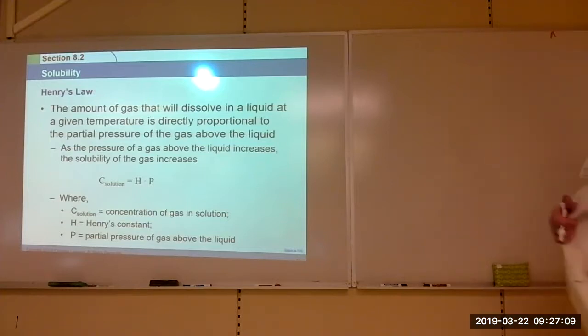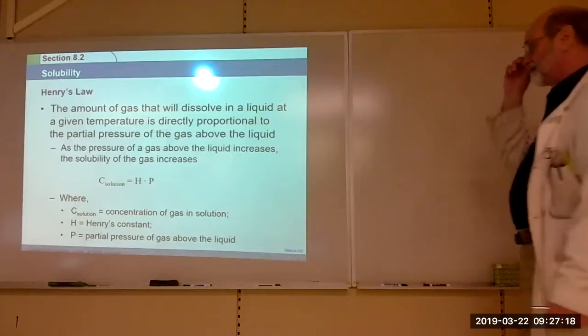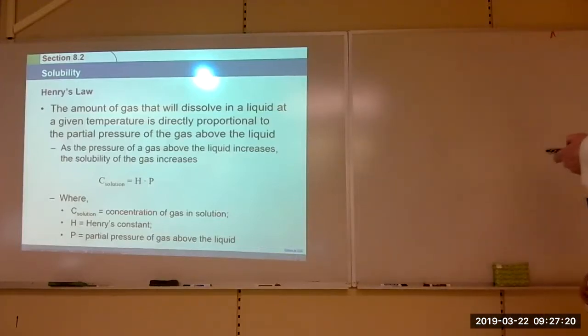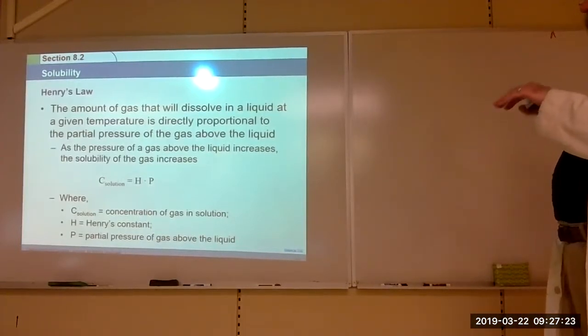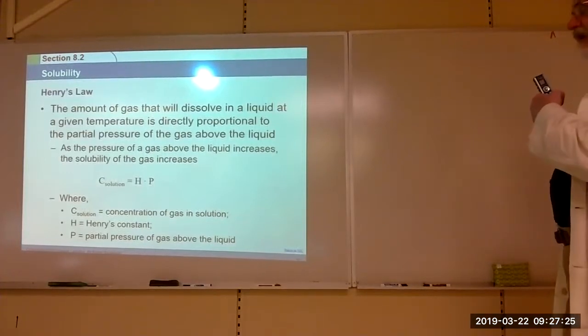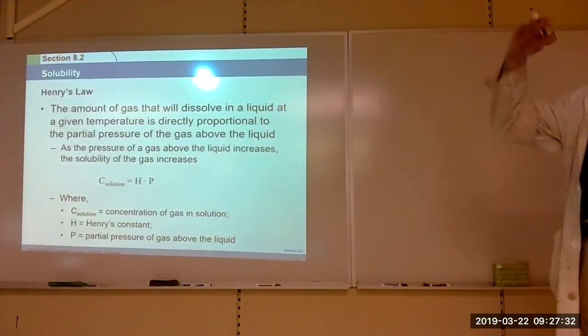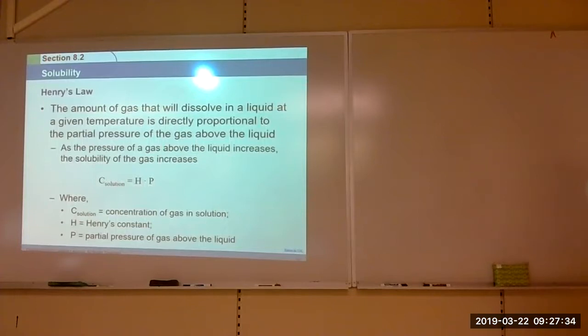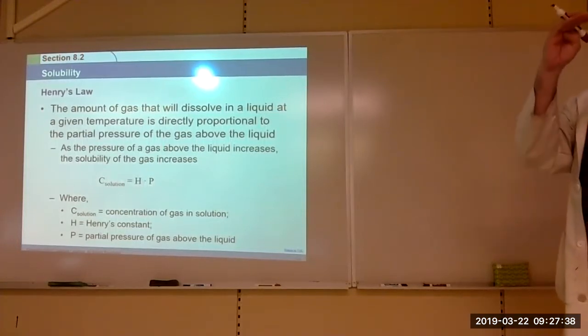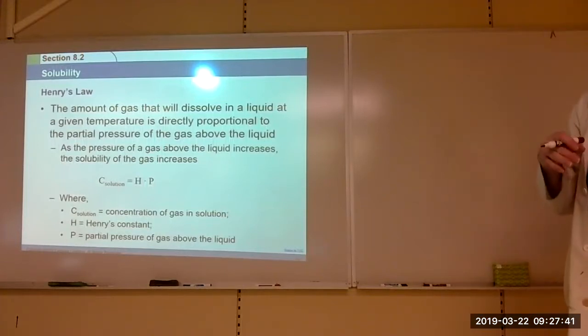Now we can quantify this. Henry, I think he was English, came up with this law. It says, in words first, the amount of gas that will dissolve in a liquid at any given temperature is proportional to the pressure of the gas above the liquid. So you increase the pressure, you get a proportional increase of gas dissolved in the liquid.